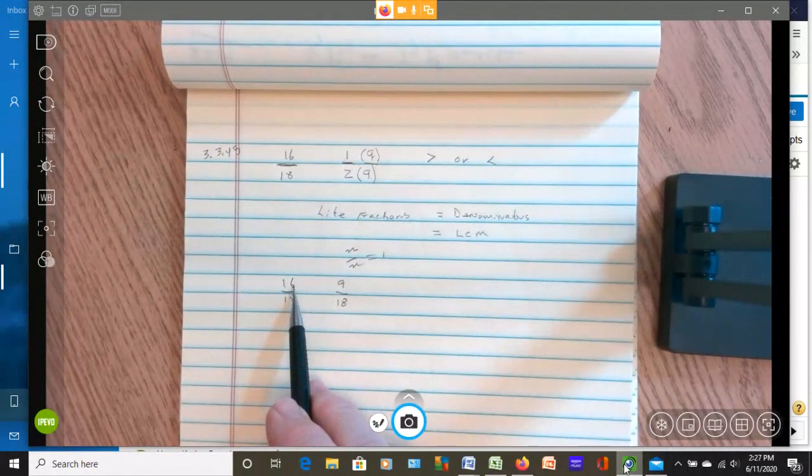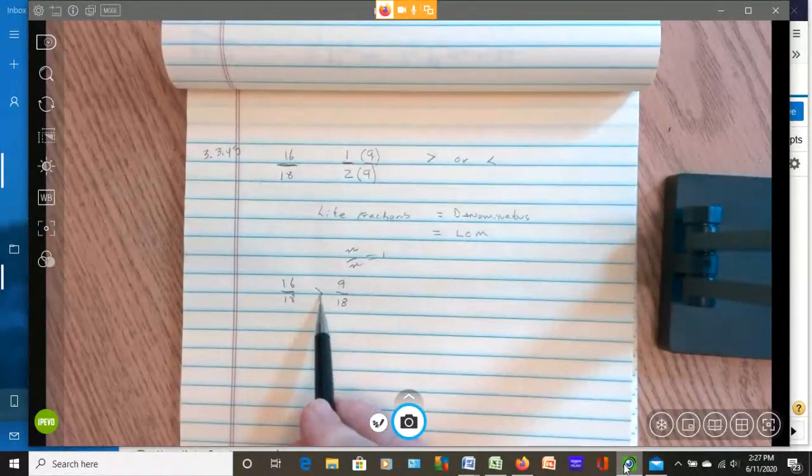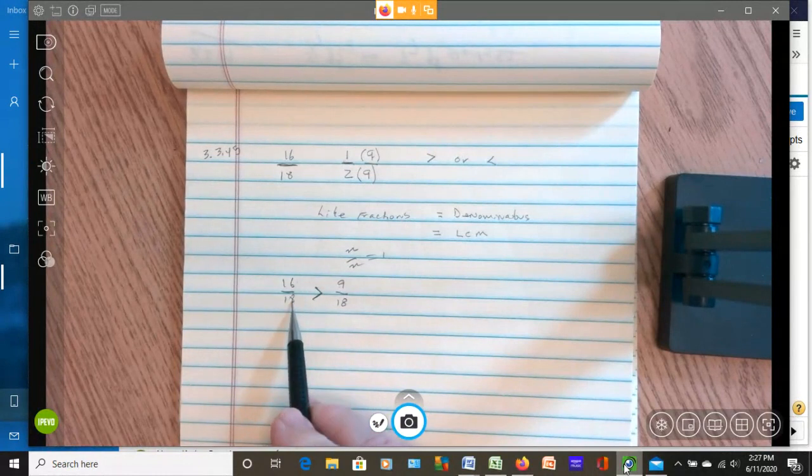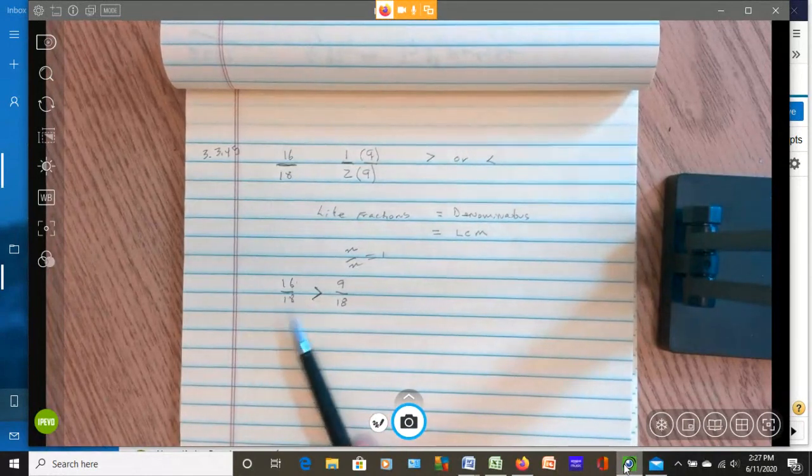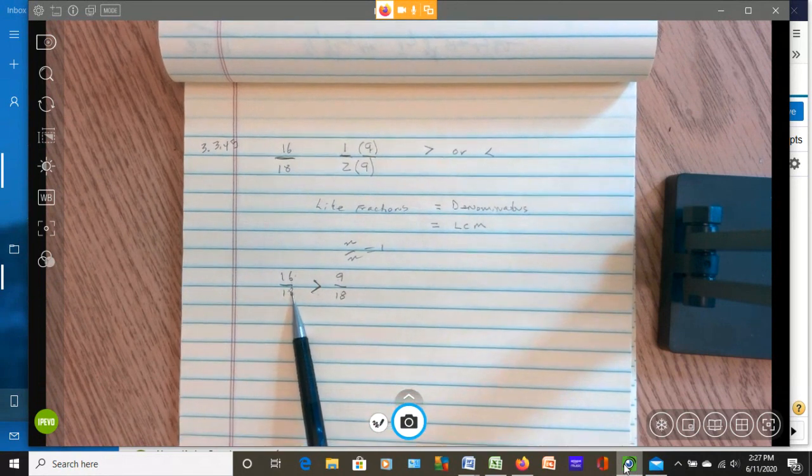And notice that 16 is bigger than, or greater than, 9. So then the answer is going to be this version of the simple: 16 over 18, or 16 out of 18, is greater than 9 out of 18. Now, just think about the logic behind this. This fraction is saying that it takes 18 pieces of something to make the whole. That's the definition we're operating on with our fractions, that these denominators are telling us how many pieces it takes to make a whole. All right?